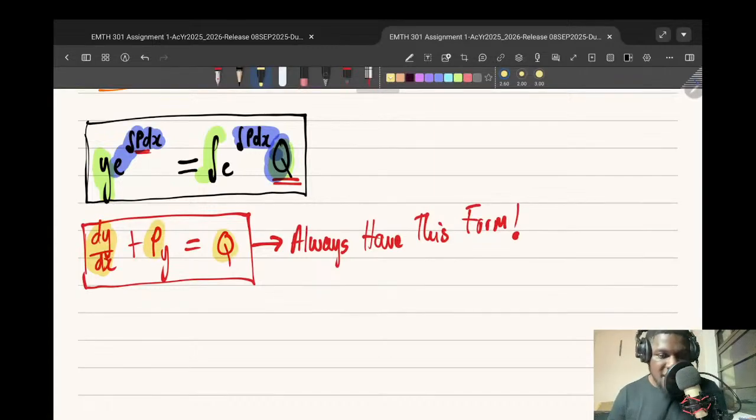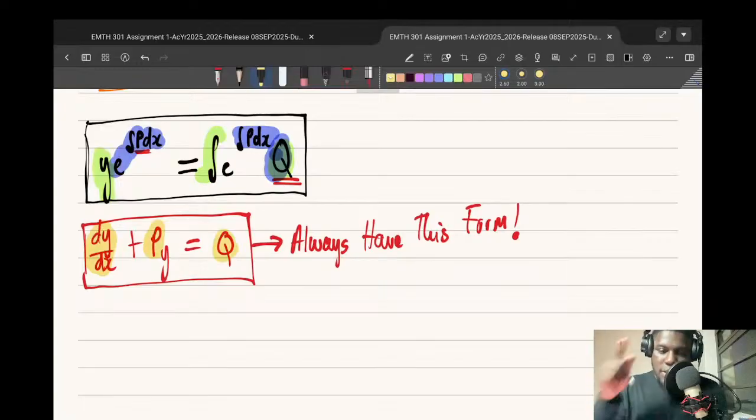If you have them, you are done. P is the coefficient of y. Q is going to be whatever else, things with x or whatever. Those are going to be your q. And we are going to put them into this, and we're going to find it.